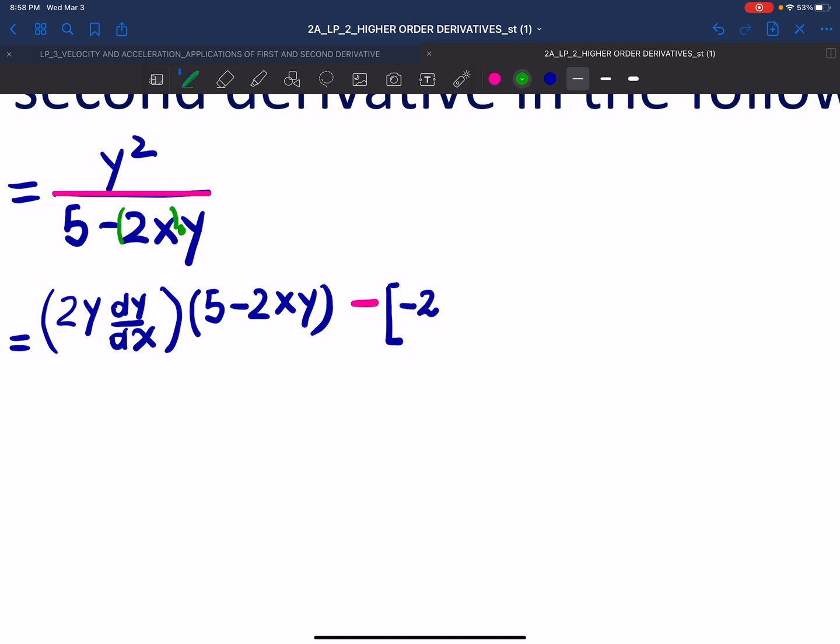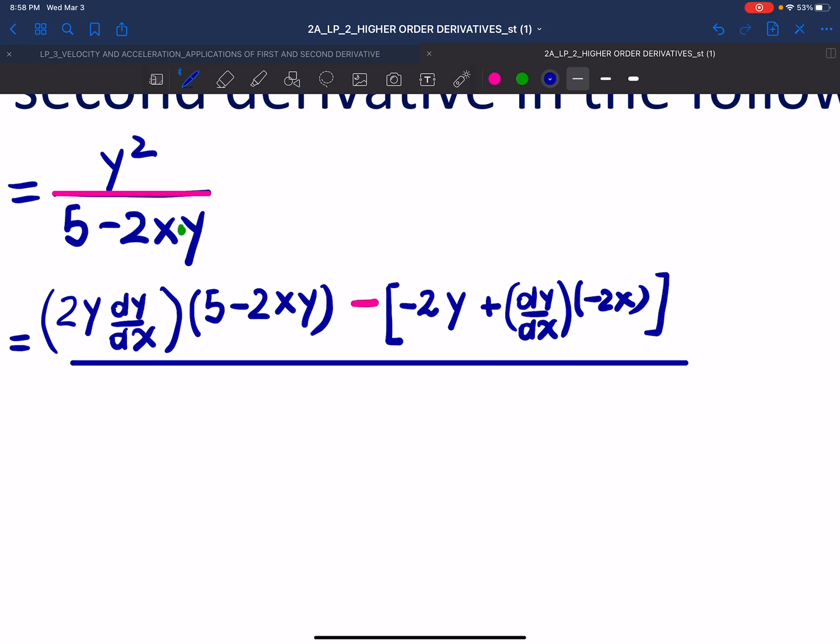So I'll look at it as a product of these two, right? So that's negative 2 times y, which is the other factor. And then plus, the derivative of y is dy dx times the other factor, which is negative 2x, in brackets. And all this will be over the denominator squared. Denominator squared is 5 minus 2xy to the power of 2.